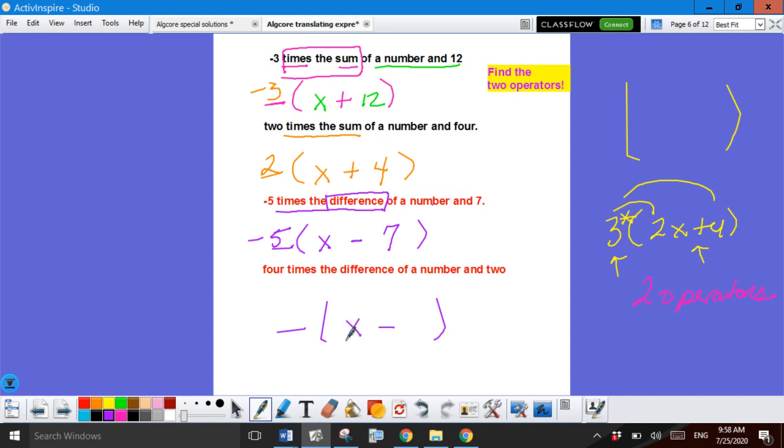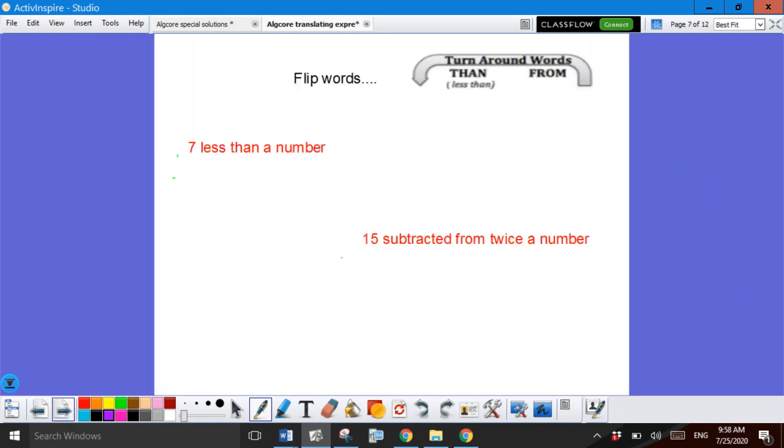Okay, so we've got the difference of a number and 2, so x minus 2, and 4 is on the outside. So that is how I know if I have parentheses. Those are a special type of problems. All right, now let's look at the flip words.